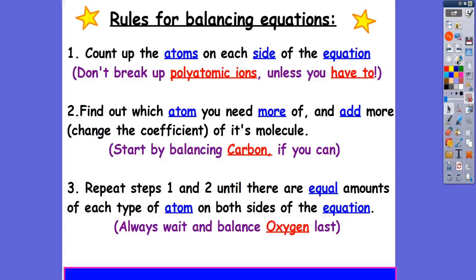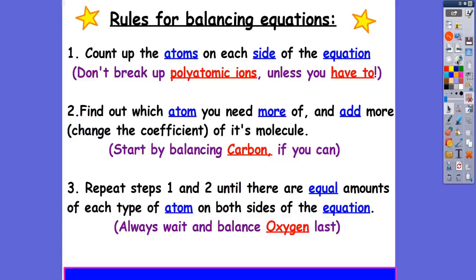And our final rule is just to repeat steps 1 and 2 until there are equal amounts of each type of atom on either side of the chemical equation. As soon as you start adding more of one type of molecule, you need to go back and recount all of the atoms on that side of the equation. Changing one molecule usually changes more than just one type of atom.